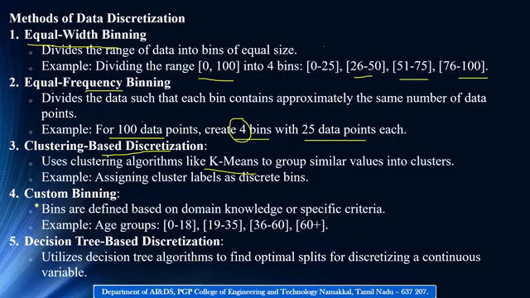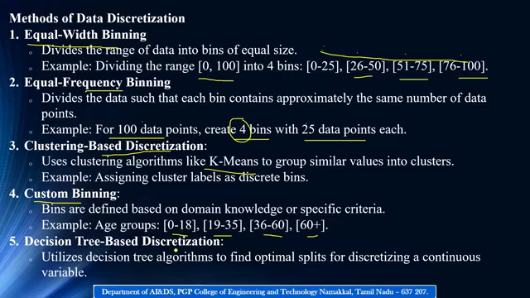Then binning again: custom binning is also available. There is equal binning and custom binning. In equal binning, the frequency will be equal: 25, 25, 25 we are dividing. But in custom binning, you can define your own, say from 0 to 18, then 19 to 35, 36 to 60, and above 60, that is 60 plus. That means the age we are dividing like this.